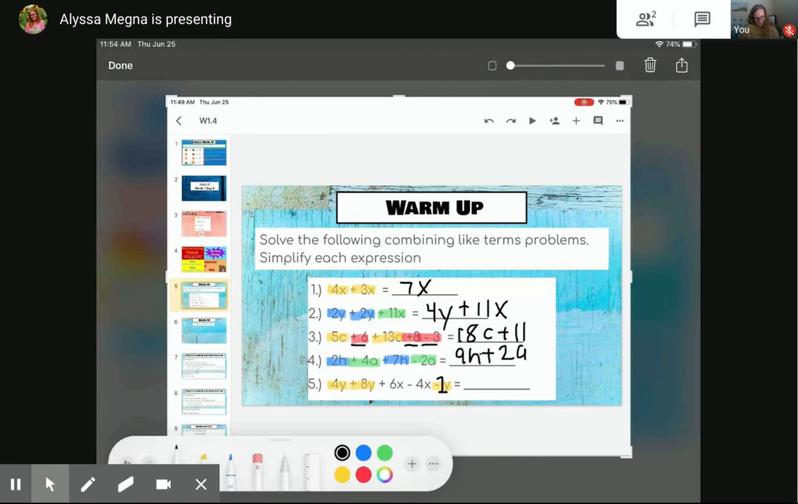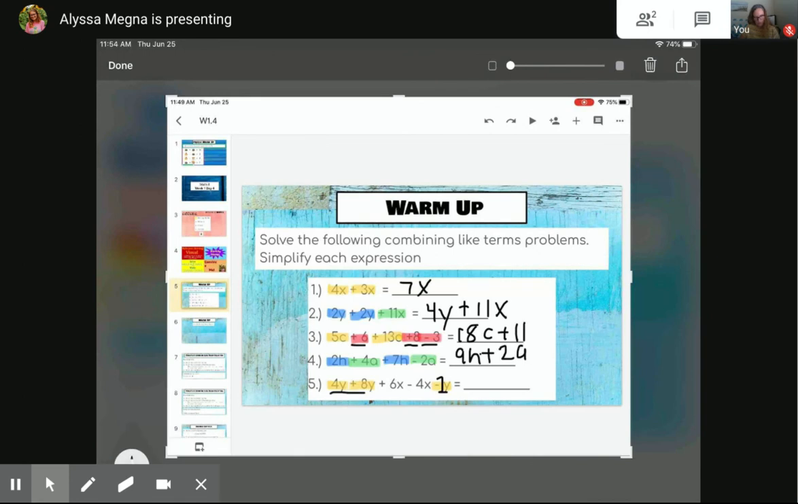Okay, so we're going to add those together. So we'll start with this 4y plus 8y. 4y plus 8y gives us 12y. And then we have to combine that with this minus 1y at the end. So 12y minus 1y gives us 11y. All right, so that's all of our y's.